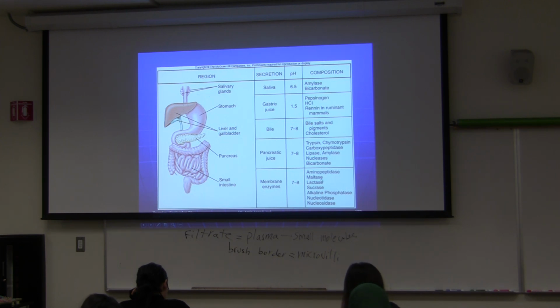Maltase breaks down what? Biology 1. Maltose. Lactase breaks down what? Lactose, which is found in what? Milk. Some of you do not make lactase, so you cannot eat dairy products. Am I right? They call it lactose intolerant.